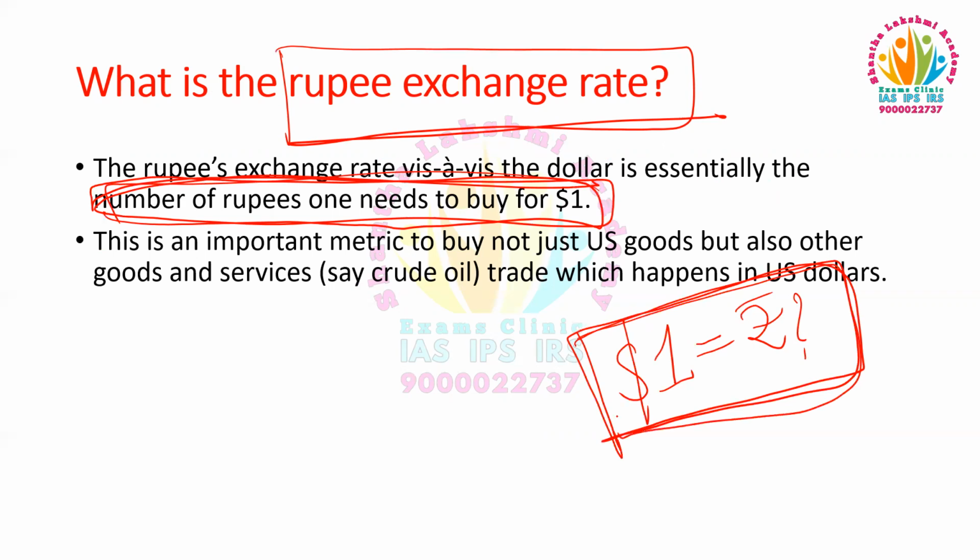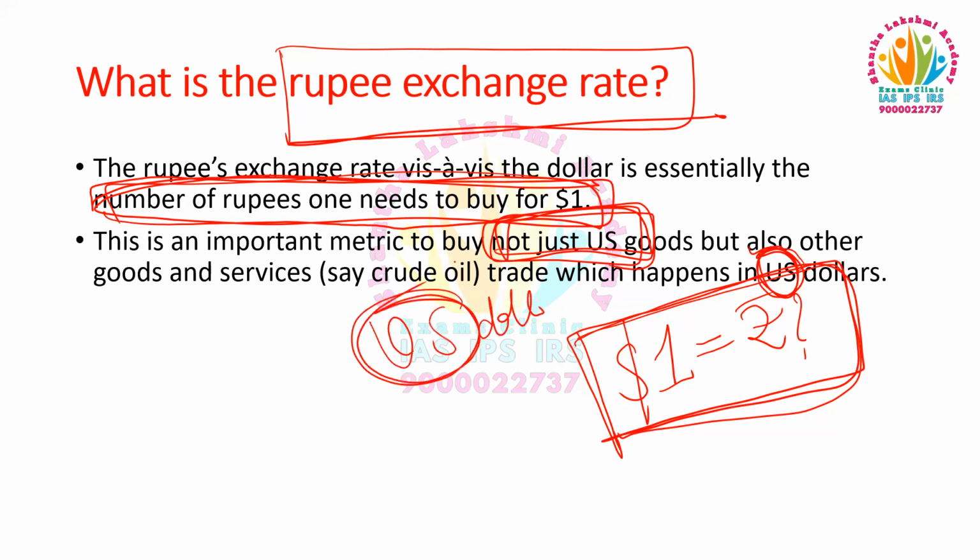And this rupee exchange rate is an important metric to buy not just US goods, but also other goods like crude oil, etc., whose trade happens in US dollars. Most of the trade happens in US dollars only, right? Because it is a stable currency. So this rupee exchange rate is an important metric to buy not just US goods, but also other nations' goods whose trade happens in US dollars.